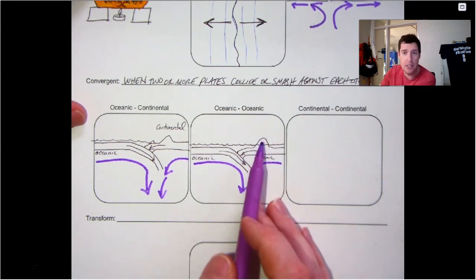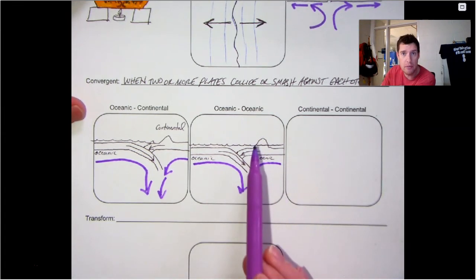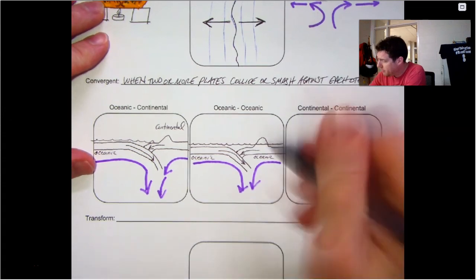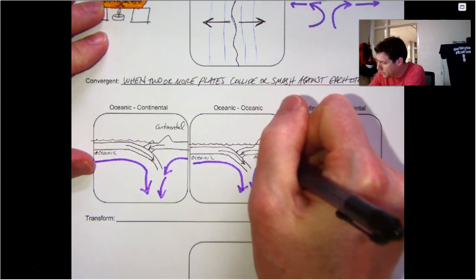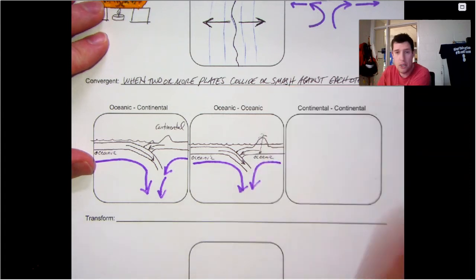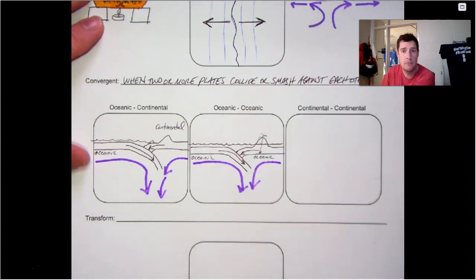So many islands in the world are made this way. You could even get some volcanic activity to break through here, and you could make this volcanic in nature. That could be a volcanic island.